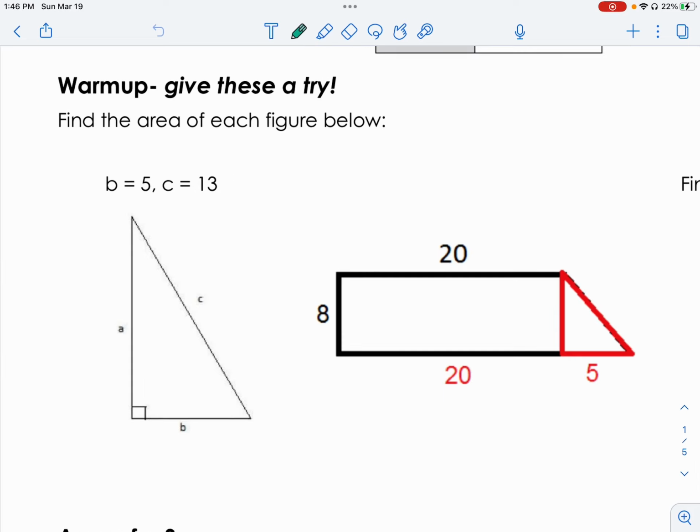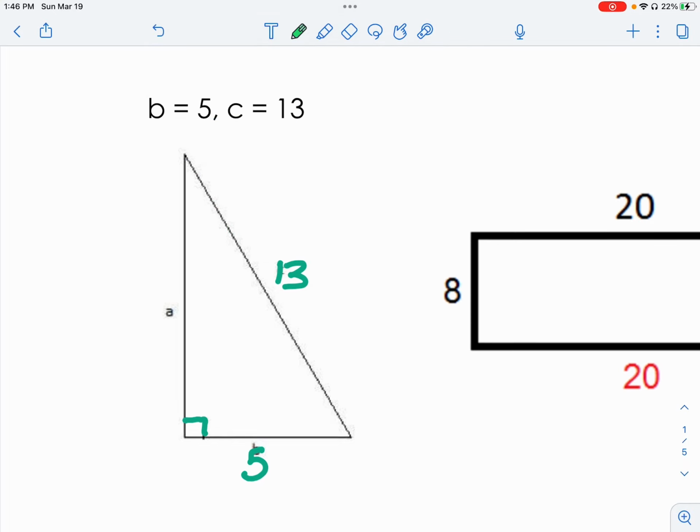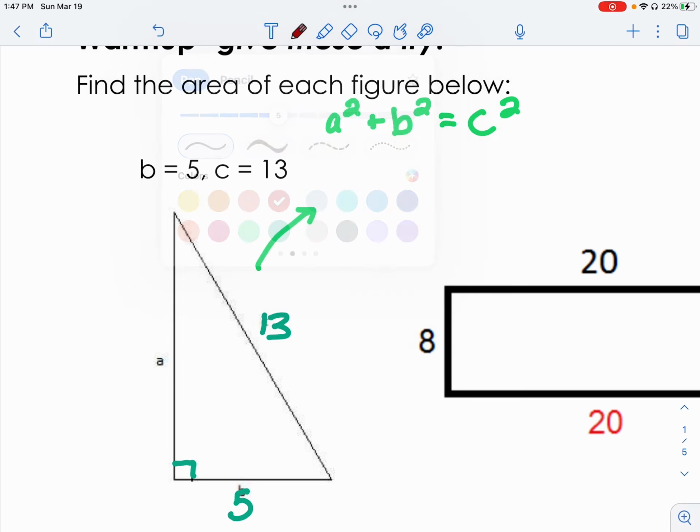So we are given a right triangle here first, and the lovely people that made this said, hey, b equals 5, and c, which is our hypotenuse, equals 13. So all that is left for us is to find a. Now we know that this is a right triangle, so we can use the Pythagorean theorem. I'm going to work over in this area. So the formula, remember, is a squared plus b squared equals c squared. Now we do not know a here, but we know b, which is 5, and we know c, which is 13.